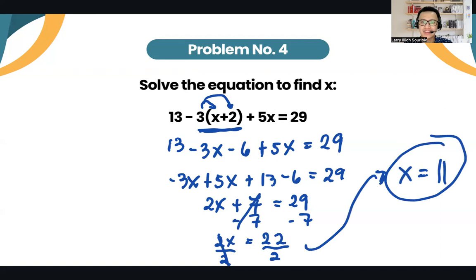So that's it. That's how simple simplifying algebraic expressions as well as evaluating and solving for equations in algebra.